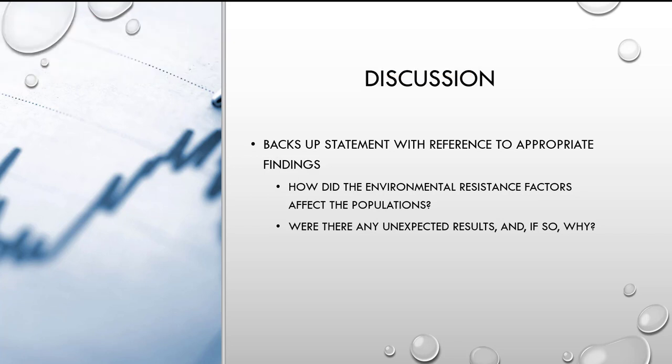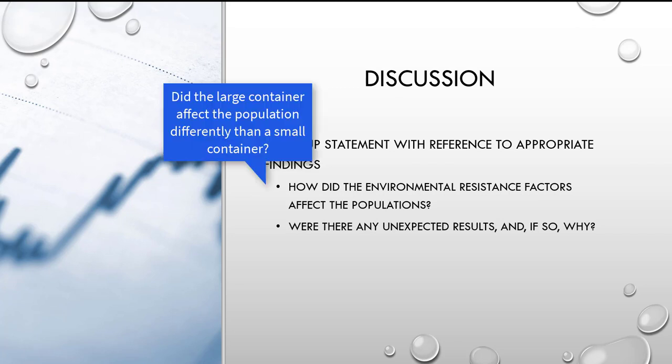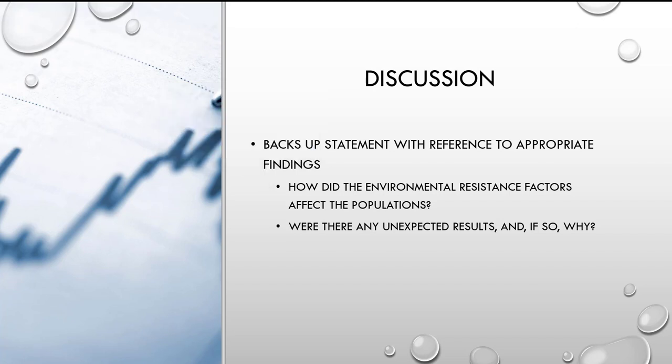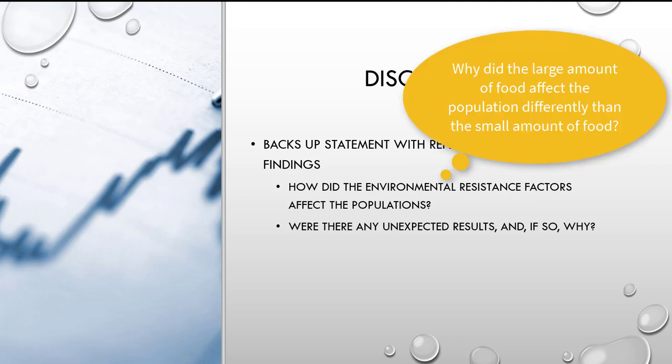So how did the environmental resistance factors affect the populations? Think about the space. Do you think a larger container affected the populations differently than a small container? Why would a larger container maybe affect the population differently than a smaller container? How did it affect it? The large amount of food versus the small amount of food, how would that have affected the populations differently?